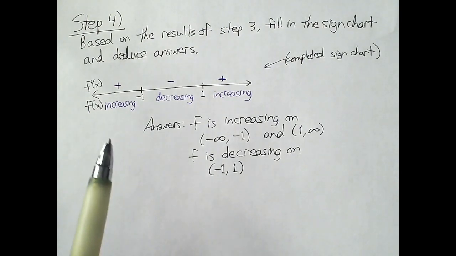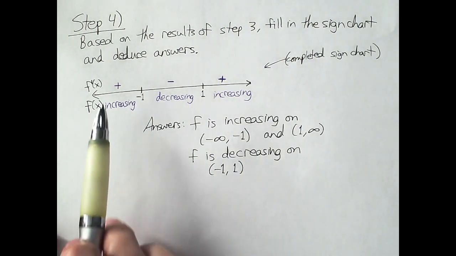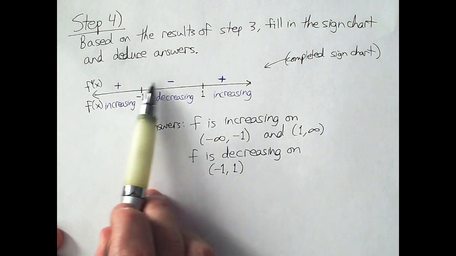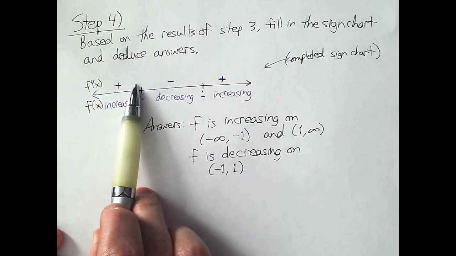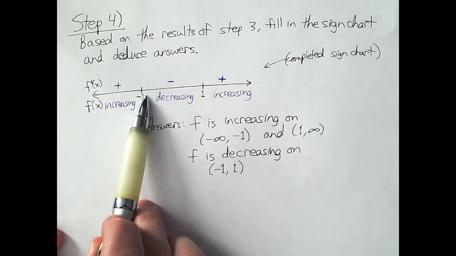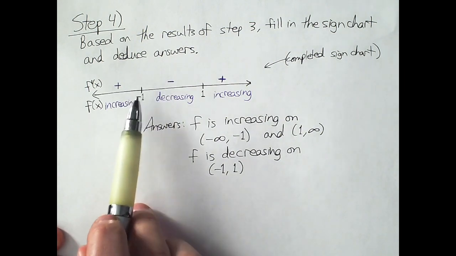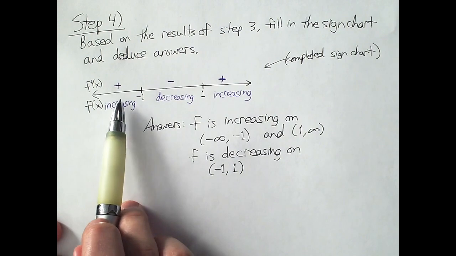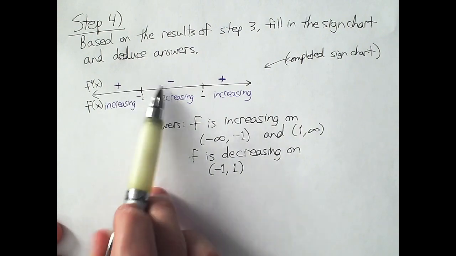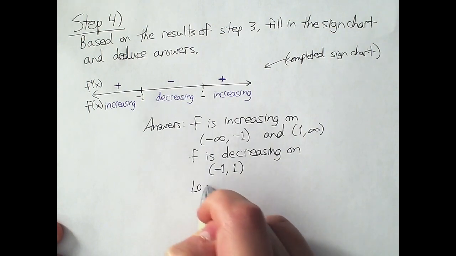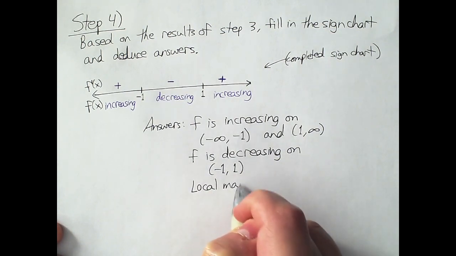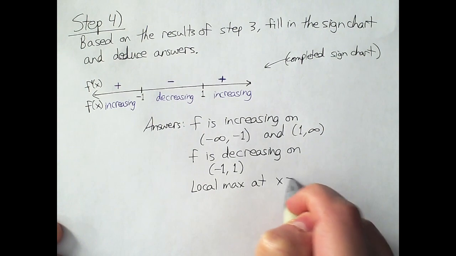Look at the sign chart. You can very quickly tell where it switches from positive to negative. Just read it from left to right. It's going positive, positive, positive, positive, positive, negative. The switch occurred at negative 1. So at negative 1, the function switches from increasing to decreasing. So there is a local max at x equals negative 1.